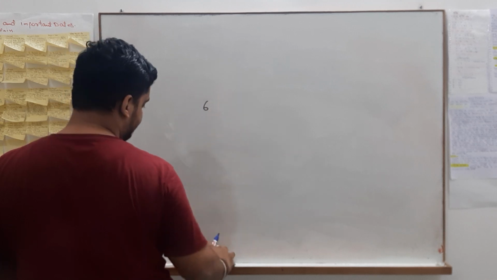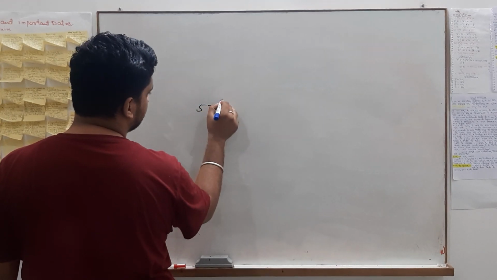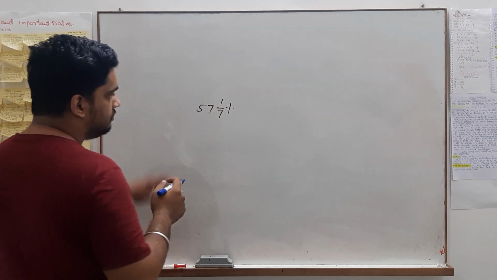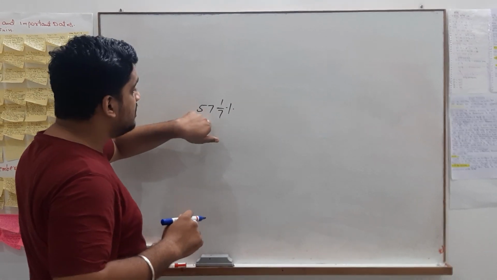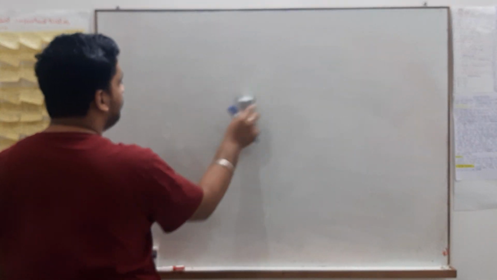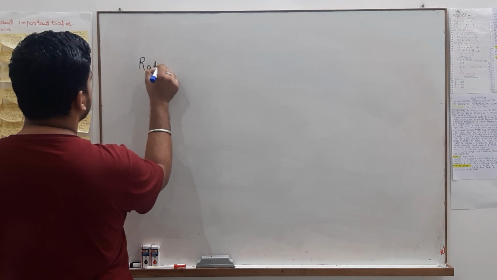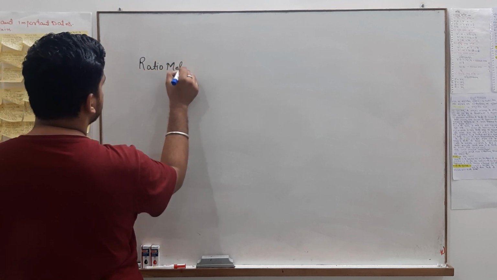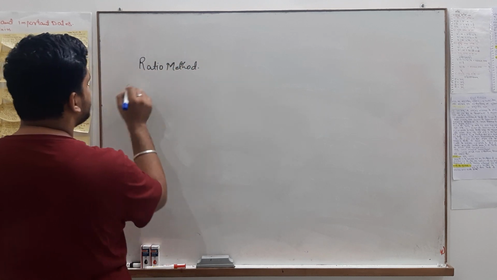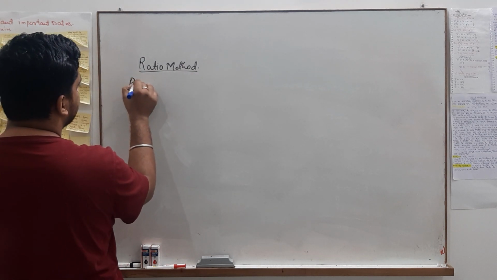Because something like this, you are not able to solve this particular ratio, right? So now we will use the ratio method. Let us understand it by an example.